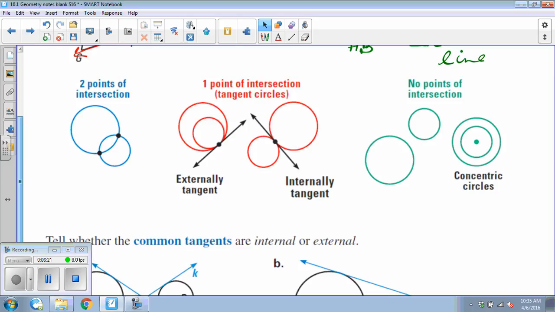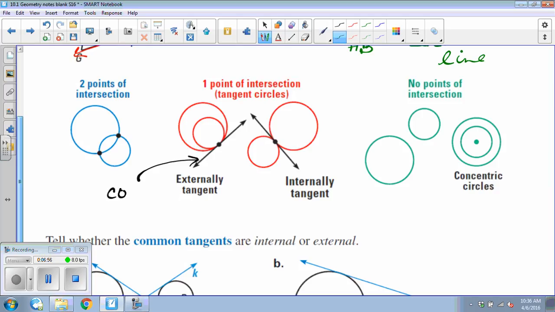If they intersect at 1 point, they're called tangent circles, because that means those two circles touch at just 1 point. Okay? So they're called tangent circles. The line that goes through that 1 point is a tangent line. It's called a common tangent, okay? Because it's one tangent line that's common to both circles. Does that make sense?